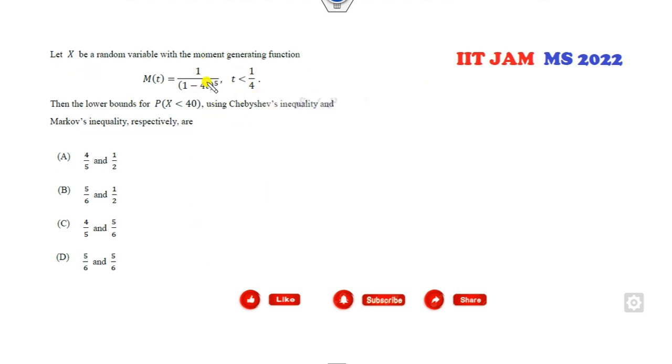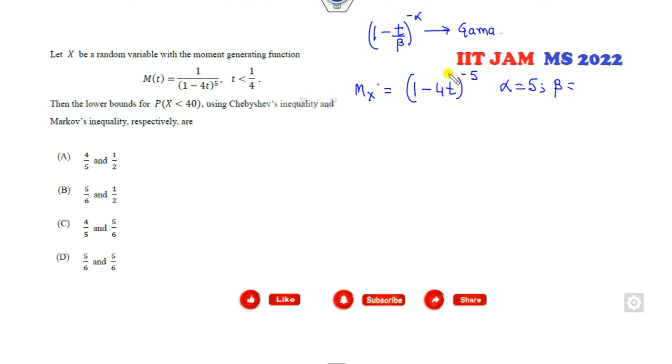Okay, which of the following is the moment generating? Okay, fine. Now this is exponential. I can write this number as, fine. Now do you remember what kind of moment generating function is here? If I compare this function, what is that? This is the gamma distribution. So what is the value of this? Alpha will be 5. What is my beta? If I compare them, beta will be 1 over 4. It means x follows the gamma distribution with the parameters 5 and beta 1 over 4.